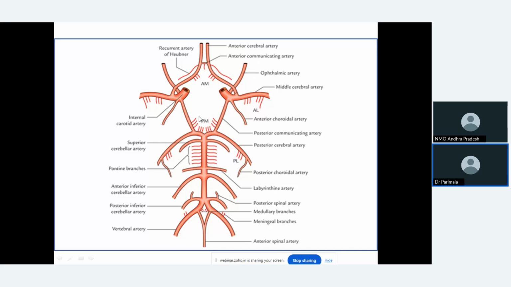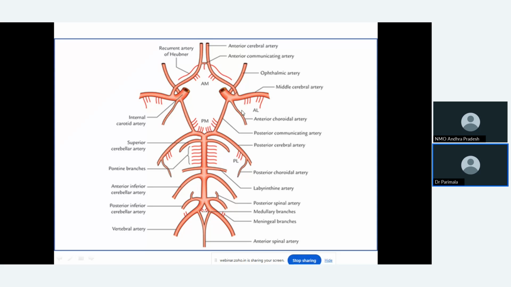So cerebral cortex is supplied by these branches, that is anterior cerebral, middle cerebral, posterior cerebral. So they are called cerebral cortex branches, so cortical branches. The small branches which you are seeing are called central branches, which supply the intracerebral nuclei.